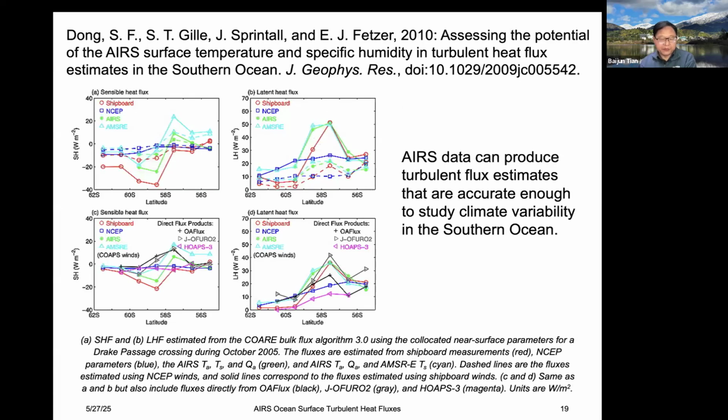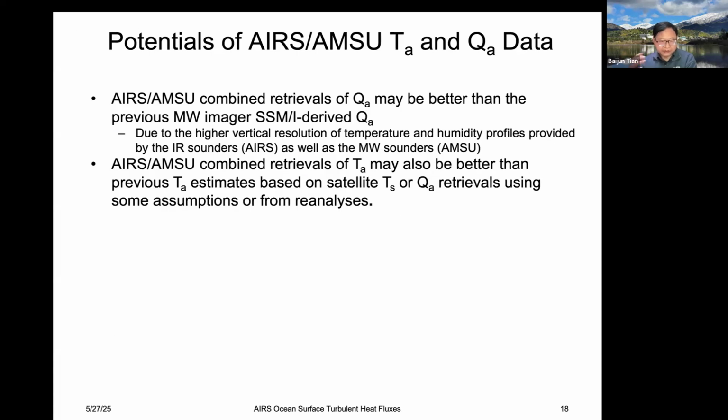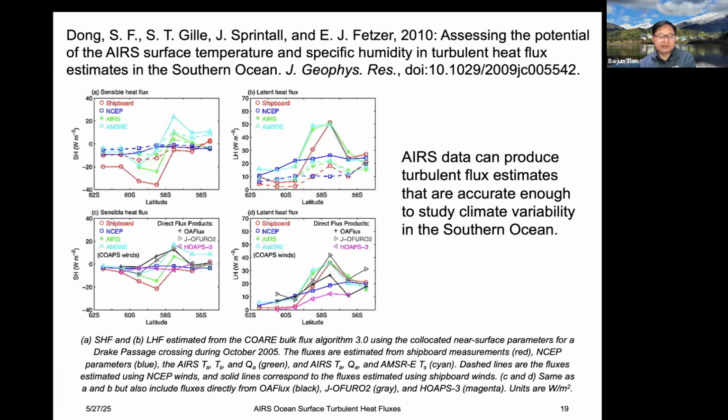And that's why this can be a good way to improve the ocean reflect product. And actually, there are several studies that have explored the potential of the AIRS data for the ocean surface flux product. The latest work is by Dr. Xinfu Dong and Dr. Sarah Gille, published in 2010. They assessed the potential of the air surface temperature and humidity in turbulent flux estimates.